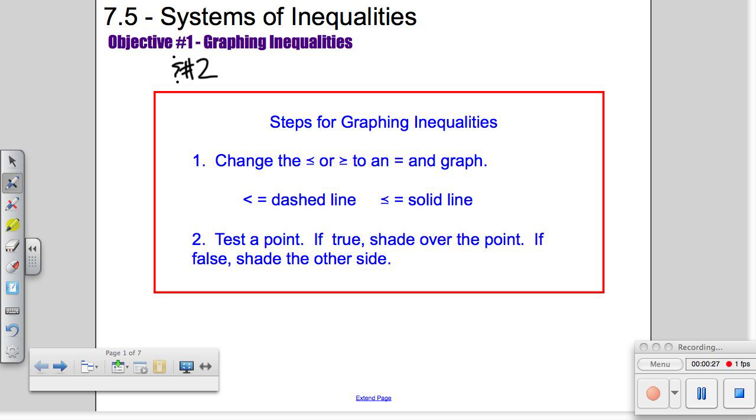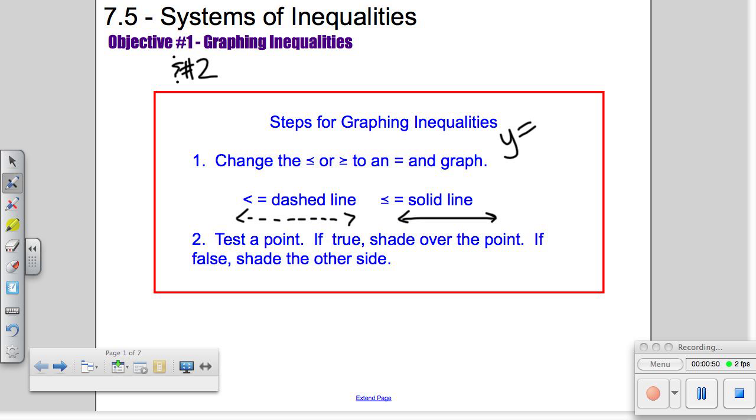Now remember, before you even do that, you're probably going to want your equation in y equals form unless it's a circle. So then, when you're graphing, if it's a less than or a greater than, you're going to graph with a dashed line, because we can't include the points on the line. If it's an equal to, then you're going to graph with a solid line.